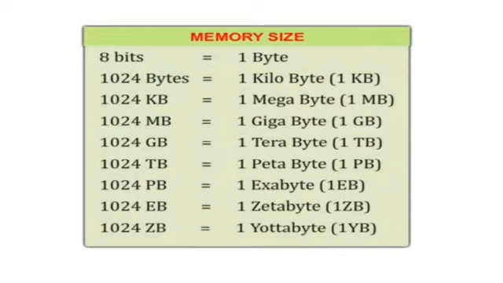1000 terabytes is equal to 1 petabyte, 1 PB. 1024 petabytes is equal to 1 exabyte, 1 EB. 1024 exabytes is equal to 1 zettabyte, 1 ZB. 1024 zettabytes is equal to 1 yottabyte, 1 YB. I hope the units are clear to you all.